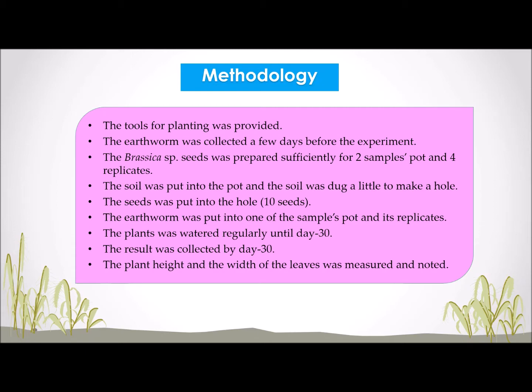First, the soil was put into the pot and the soil was dug a little to make a hole. Second, the seed was put into the hole. Then, the earthworm was put into one of the sample pots and its replicate. The plant was watered regularly until day 30. The result was collected by day 30. The plant height and the width of the plant leaf were measured and marked.